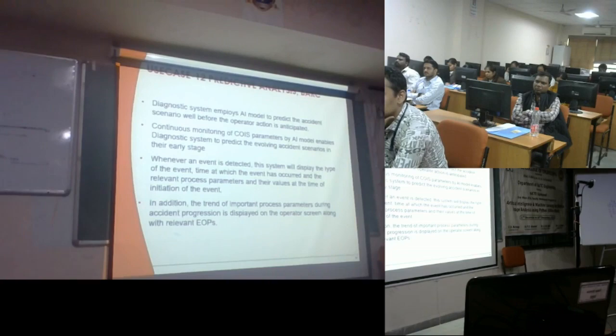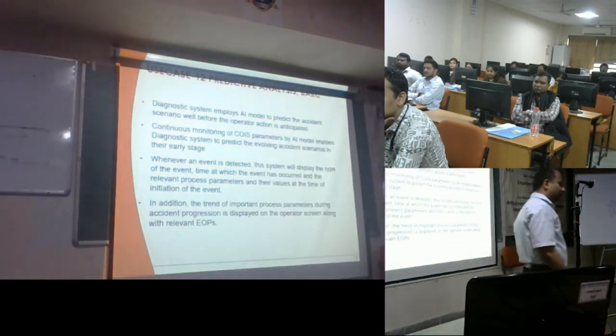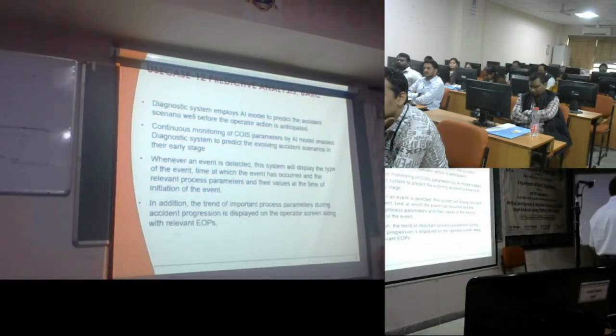So this is for event identification also. For example, if an event has not yet occurred and it is going to occur, those kinds of scenarios can also be captured by an AI system. We can design our AI system to capture those events.